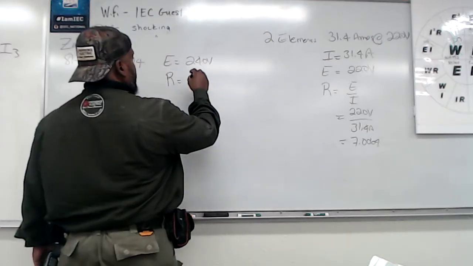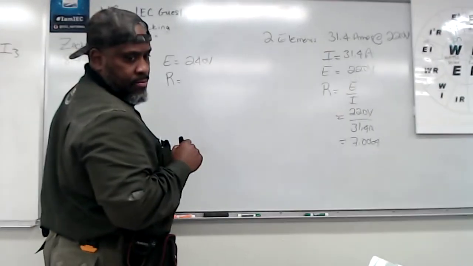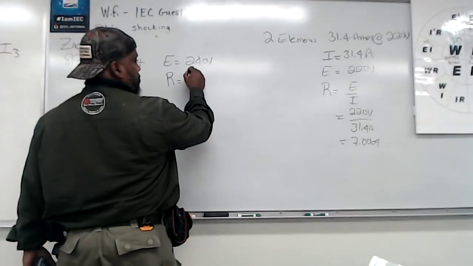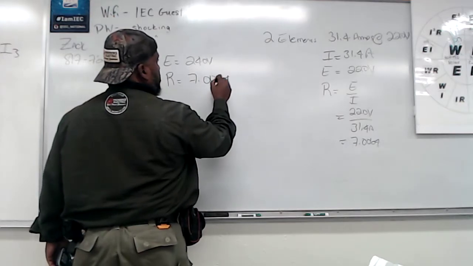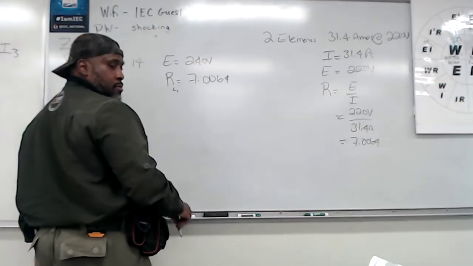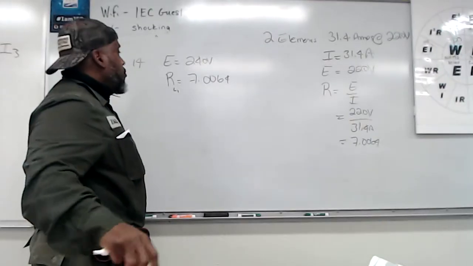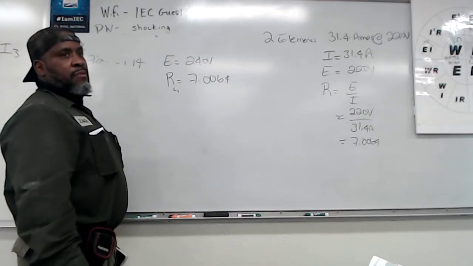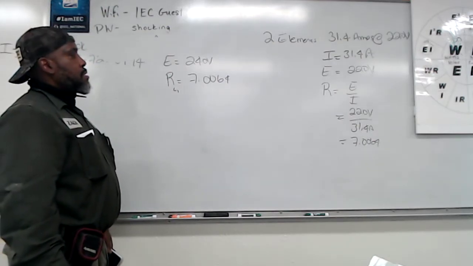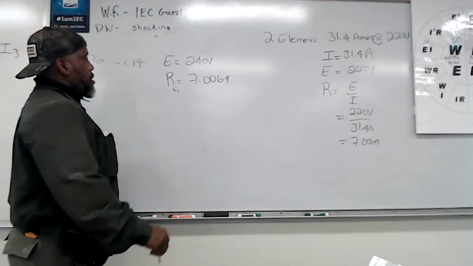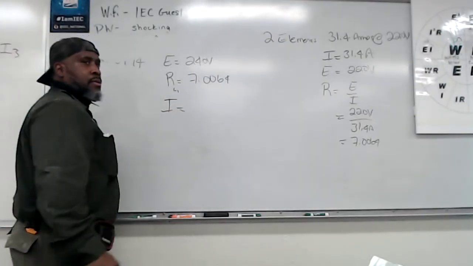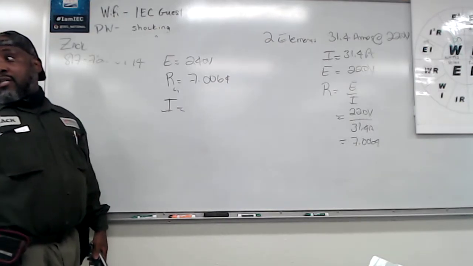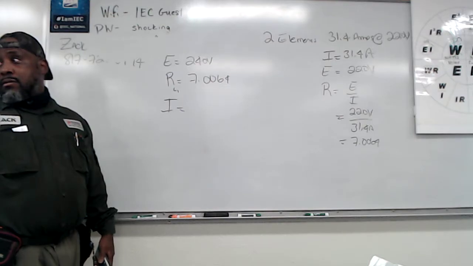So I can put that here, right? I should be able to put that here, shouldn't I? That's just for element 1, or heater element 1. That's going to be the resistance of that one element, yes? Should I be able to find I now? You said no. Why not?